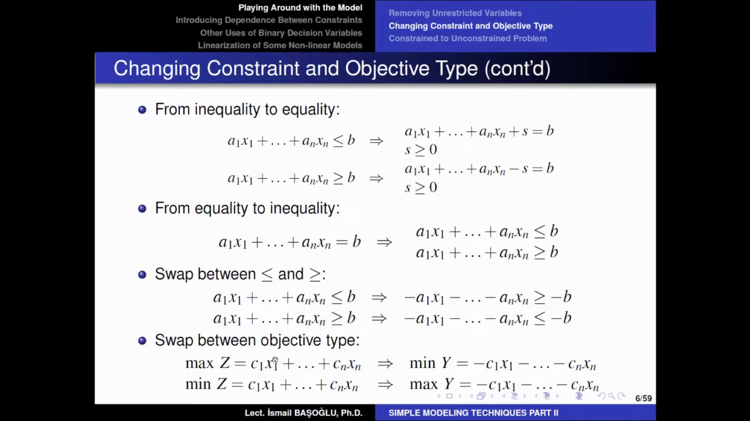So when you define z as the sum of these values, and y is equal to minus z, which is the sum of these activity levels or costs multiplied with -1, maximization of z will be exactly equivalent to the minimization of y. Basically, you multiply the objective function with -1 to swap between maximization and minimization. Again, a minimization type of objective function can be converted into a maximization type of objective function by multiplying the objective function with -1.